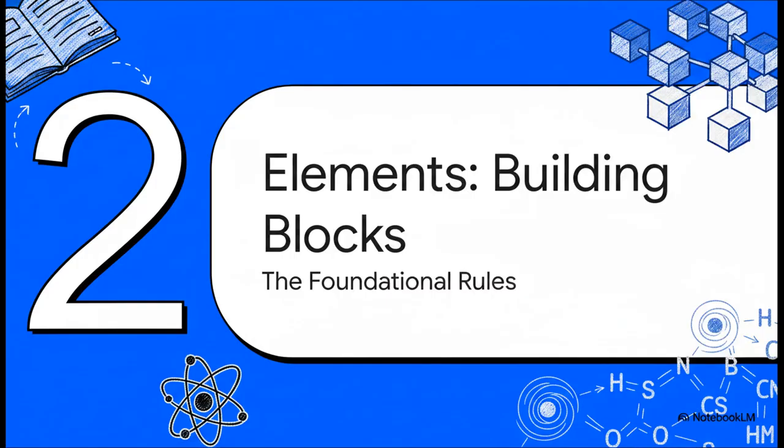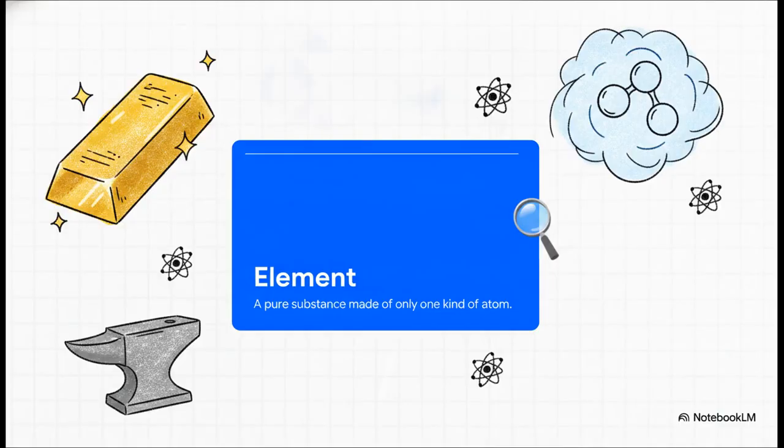Moving on to Section 2. Elements. The building blocks. Elements are taught as the foundational building blocks. Think of them like the primary colors of the universe. They just cannot be broken down any further. An element is a pure substance made of only one kind of atom. This covers everything from solid, familiar metals we all know, like gold and iron, to the invisible gases, like the oxygen that literally keeps us alive.